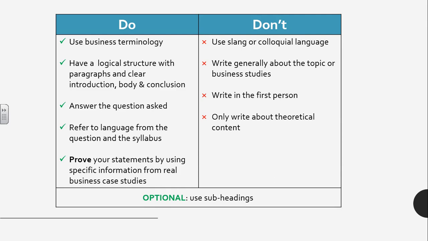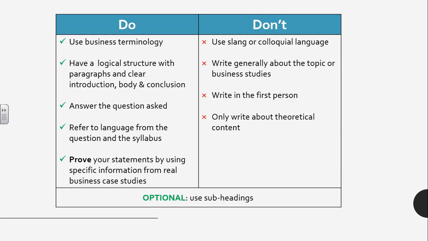You can see that on the right-hand side: don't write generally about the topic. Write specifically about the question asked. So for the previous 2 questions, write specifically about finance strategies or operation strategies as linked to the question, using language from the question and the syllabus. On the previous question, it was about competitive advantage and improving business performance. You would use that throughout your response.